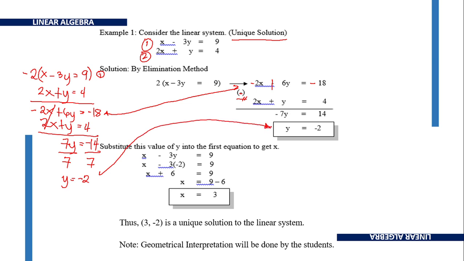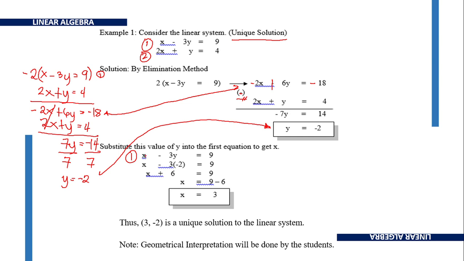So, since there are only two variables in our linear system for a unique solution, and we have already gotten the value of y, we can substitute the value of y into either of the two given equations to get the value of x. As you can see here, this is what he did. He substituted it. This is our first equation.